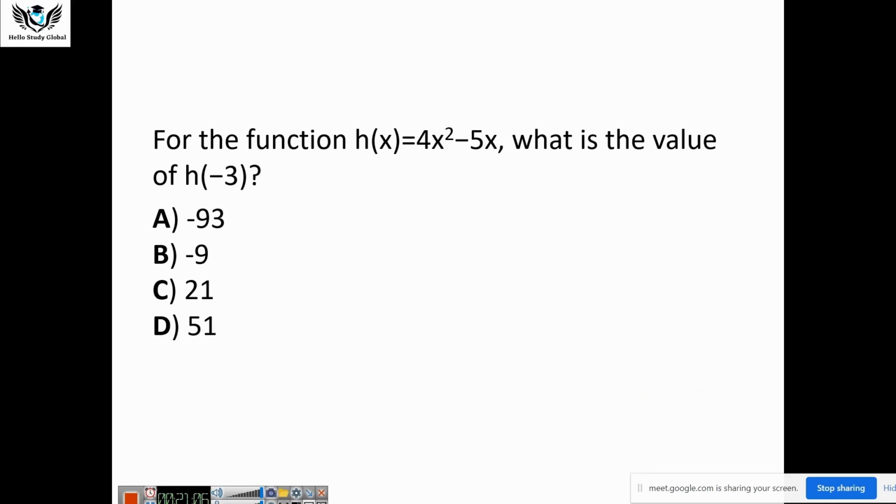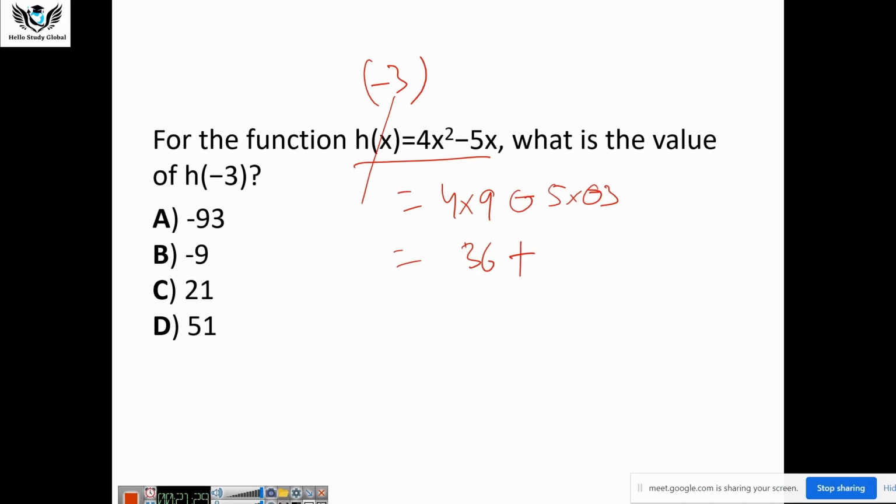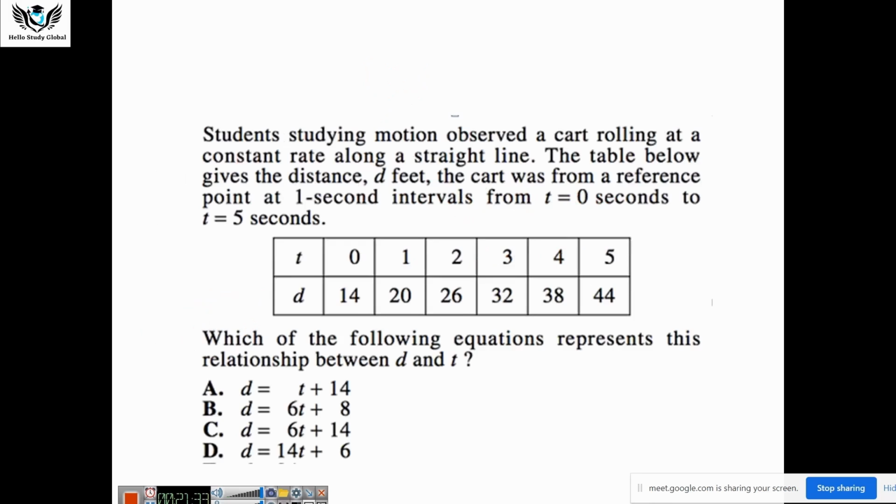For the function h(x) is equal to this much, what is the value of h(-3)? Simply put x is equal to minus 3 and then you'll get the value, right? So x is equal to minus 3, so 4 into minus 3 square, 3 times 3 is 9, so this would be 9 times 4 is 36, minus 5 into minus 3, minus minus would be plus, right? And 5 times 3 is 15, so that gives you 51 is the correct answer.